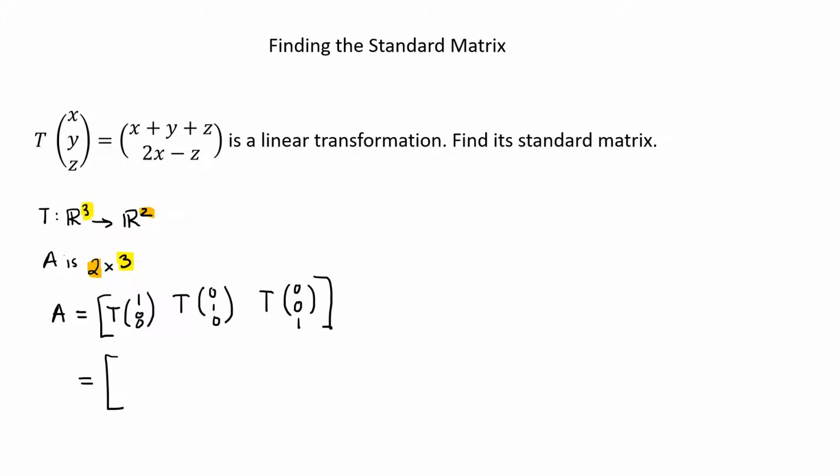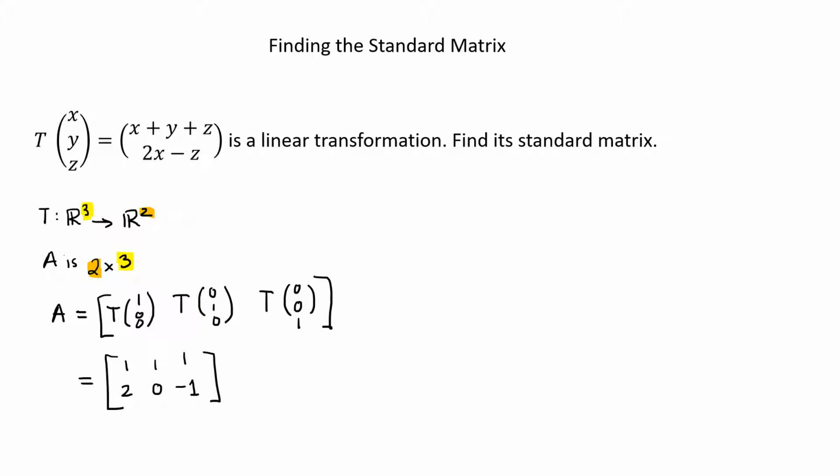Okay, what does T do to the vector where x equals 1, y equals 0, and z equals 0? We get 1, 2. Okay, what if x is 0, y is 1, and z is 0? We get 1, 0. Okay, what if x is 0, y is 0, and z is 1? We get 1, negative 1. And so this is our standard matrix A.